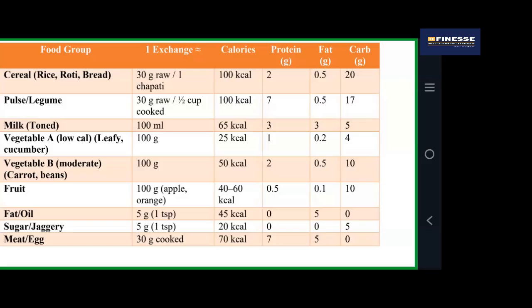Again, fats and oils की fixed value होती है. 5 grams is your 1 teaspoon, यानी 1 spoon which you normally consume. That is of 45 kilocalories. So sugars, fats and oils तो ये आपको learn ही हो जाता है. ठीक है. So, fats and oils में 5 grams is of your one exchange, so you will get 45 kilocalories, no proteins, 5 grams of fat and 0 carbohydrates. Sugars भी 5 grams, that is 1 teaspoon, you will get 20 kilocalories, 0 protein, 0 fat, and 5 grams of carbohydrates.